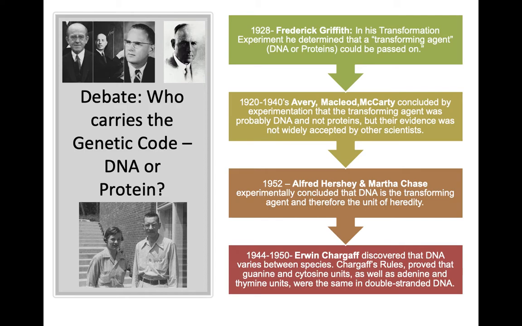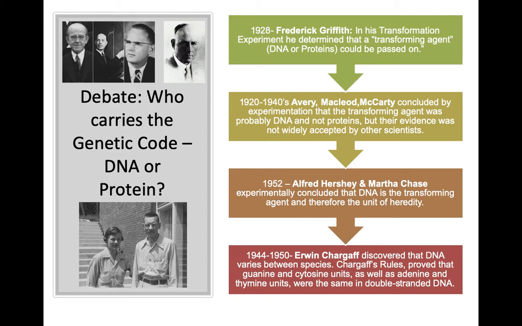For a period of about 20 years, from the 1920s to the 1940s, many scientists were experimenting, trying to find out what Griffith's transforming agent was. So Avery, McLeod, and McCarty did lots of experimentation and collected lots of data, and they came up with the conclusion that it was probably DNA and not proteins that was the transforming agent. They didn't have enough data to convince the entire scientific community, so their evidence was not widely accepted by other scientists.